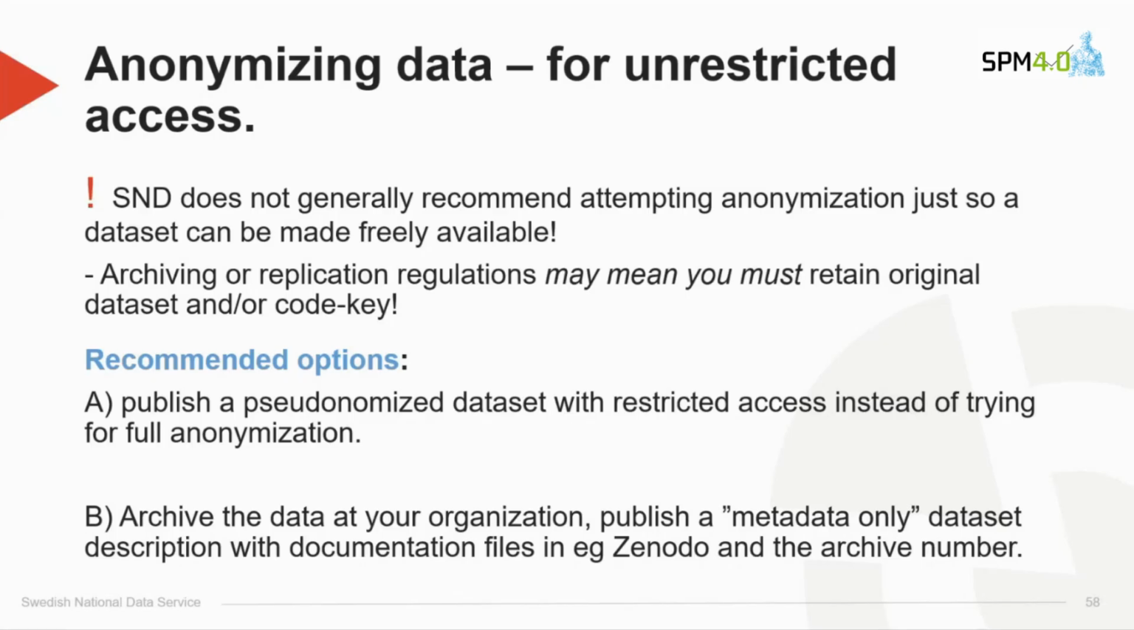My recommendations are you can publish a pseudonymized data set with restricted access if you have a repository that you can use, especially if your own institution has a repository. Otherwise, just archive it if you have to, and then publish a metadata only description in Zenodo. They don't like it, but they're never going to complain. Just upload the documentation: this is the documentation for this data set held at this archive, and give that to the journal, and they'll be happy.